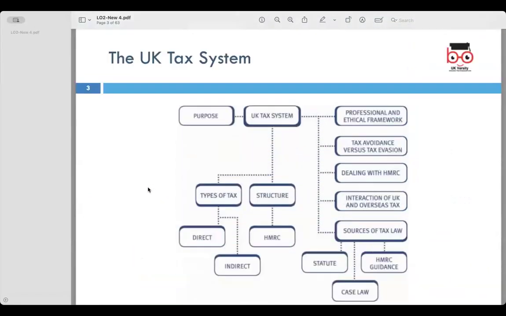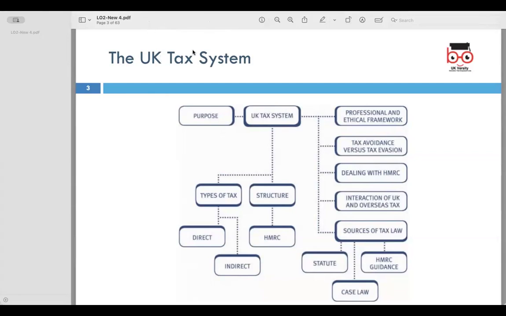Right, UK tax system. Any comments or can anyone explain? Rakida, we discussed yesterday. Any comments? Everything is clear in this part. Yeah, direct tax, which is the income tax, the corporation tax, the chargeable gains, and then the indirect tax, which is the VAT. Yeah, that's correct.